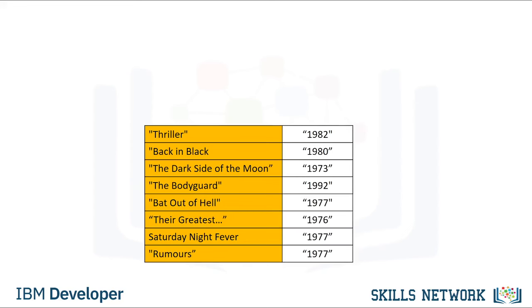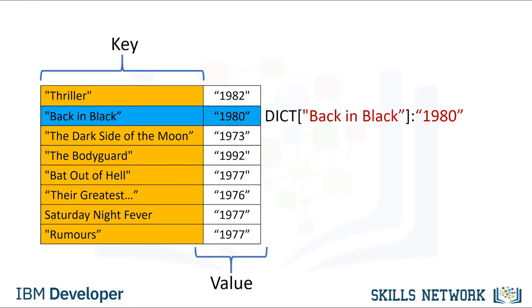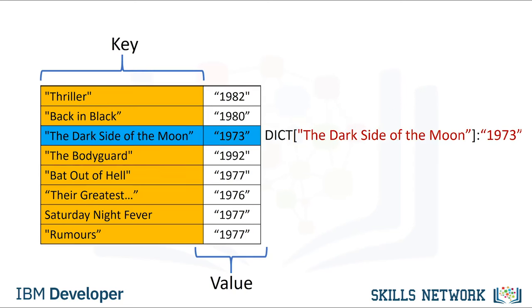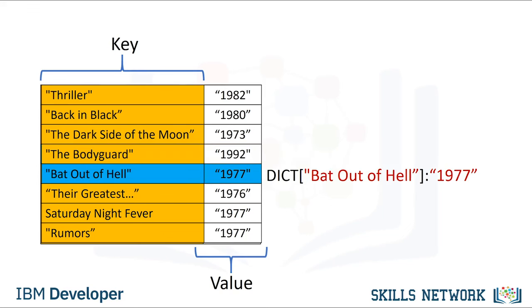We can add a few more examples to the dictionary. We can also assign the dictionary to a variable. The key is used to look up the value. We use square brackets. The argument is the key. This outputs the value. Using the key Back in Black, this returns the value of 1980. The key The Dark Side of the Moon gives us the value of 1973. Using the key The Bodyguard gives us the value 1992, and so on.